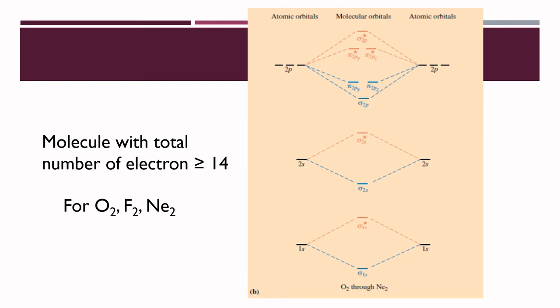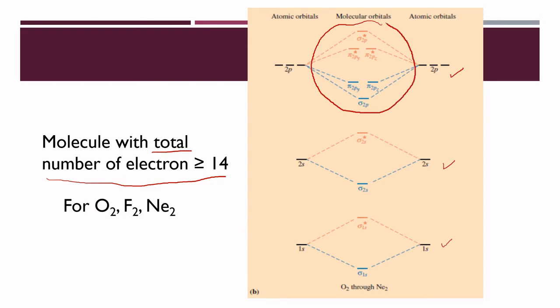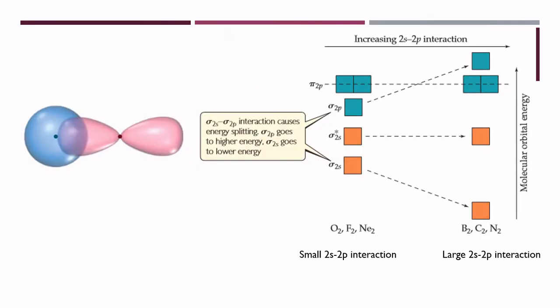When we draw a molecule with a total number of electrons more than 14, it is for molecules like oxygen, fluorine, and neon. We can draw it using this example. First 1s as usual, and then 2s, and then 2p. Notice that the 2p arrangement is different from a molecule with a total number of electrons lower than 14. Why is the energy level different between a molecule with less than 14 and molecules with more than 14? This one is less than or equal to 14. This one is more than or equal to 14.